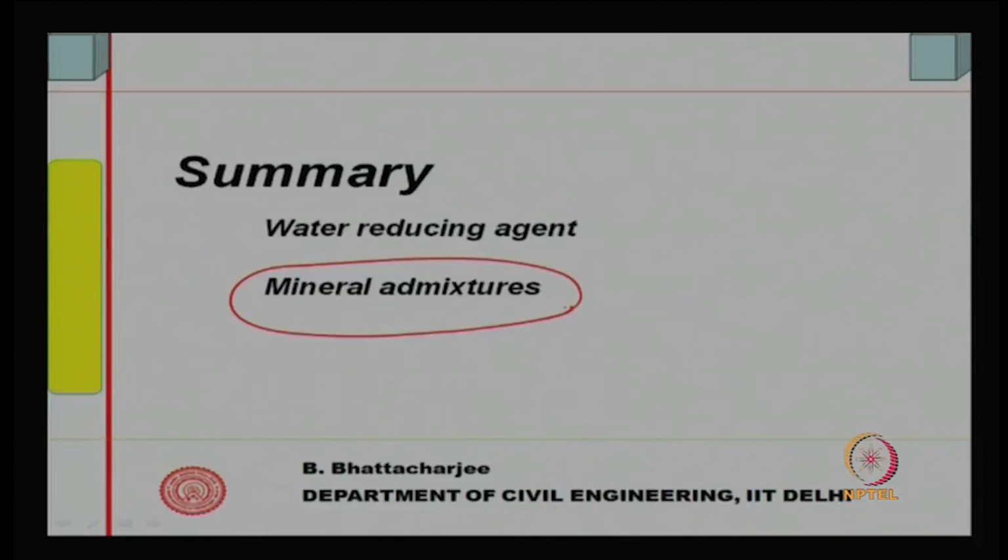Next class we will continue with mineral admixtures, their effect on fresh concrete and their effect on durability and other issues. First we will look into fresh concrete, then their effect on hardened concrete, and lastly we will look into their effect on durability. So, I think we will conclude with this.